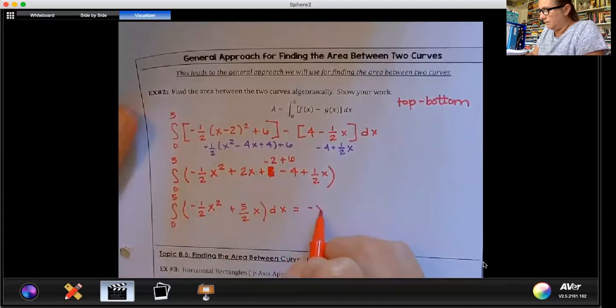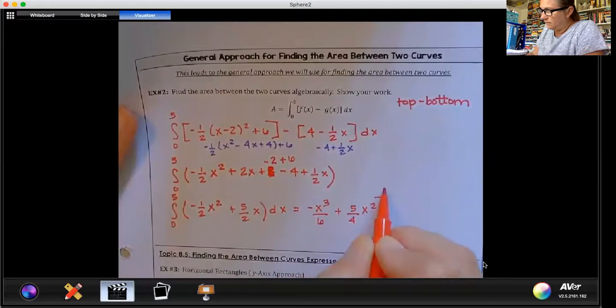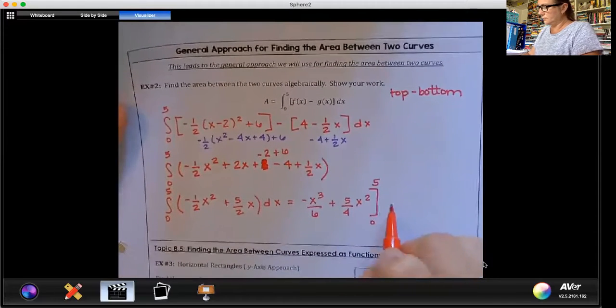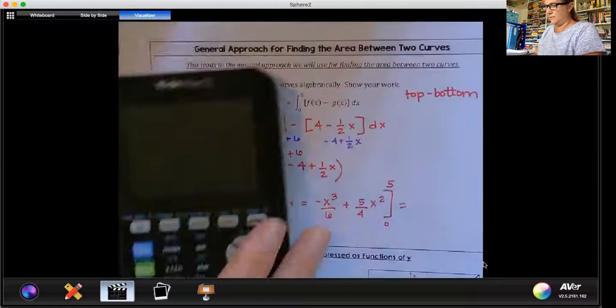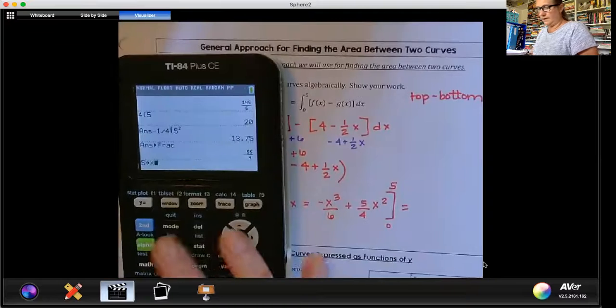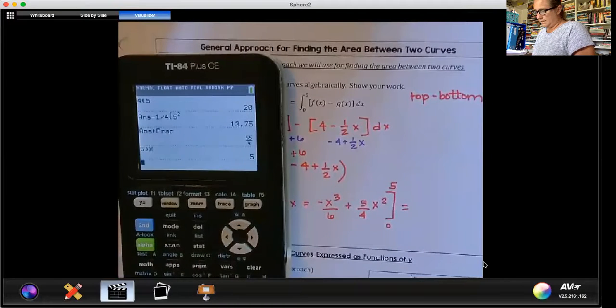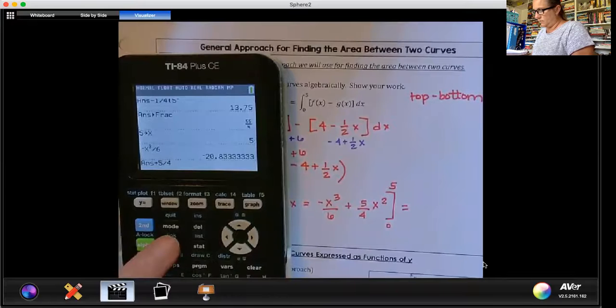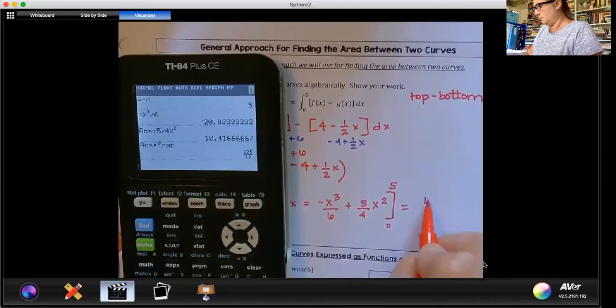Integrate, and you get negative x cubed over 6 plus 5/4 x squared from 0 to 5. So the 0 is going to give me a 0. So plugging in 5, negative x to the third over 6 plus 5/4 x squared gives me 125 over 12.